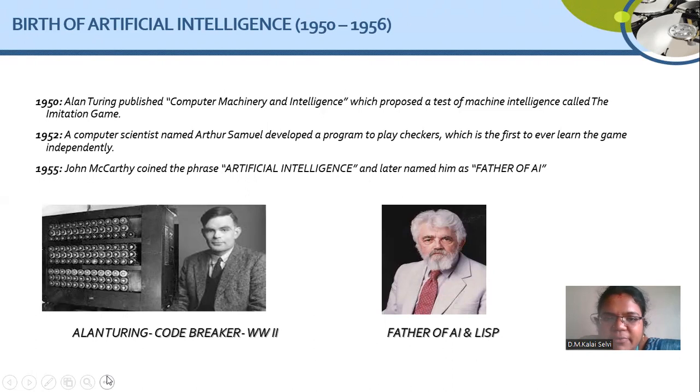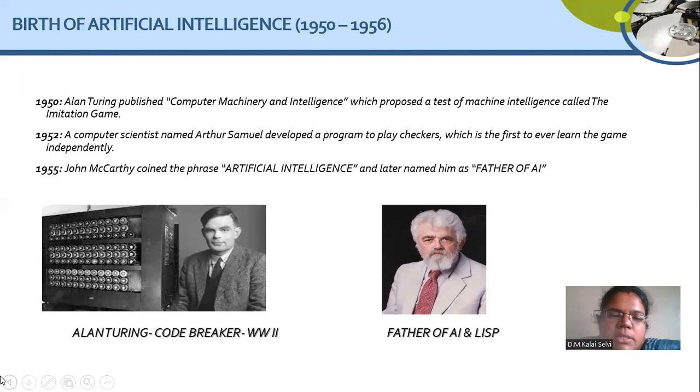Next, in 1955, John McCarthy is the one who coined the term artificial intelligence. Before John McCarthy, it was called computational machinery and intelligence. They did not use the word artificial intelligence. John McCarthy is called the father of AI. He also proposed a language, LISP, List Processing, which is the first and foremost programming language used by programmers till date for developing artificial intelligent machines.